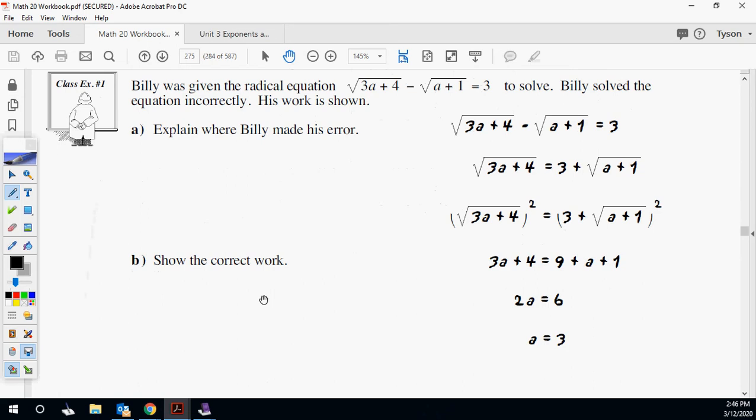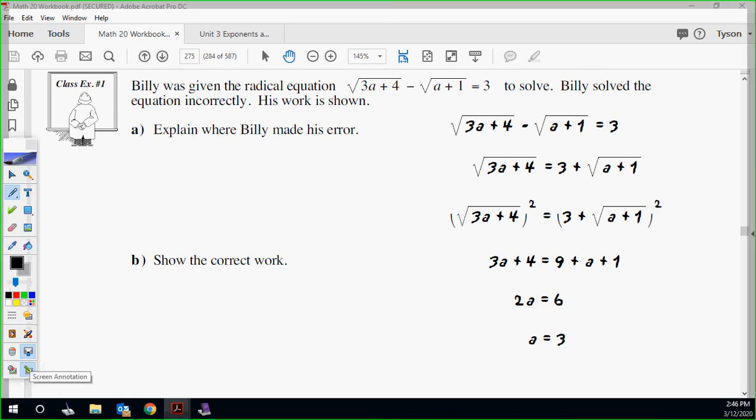But what we're going to do right now is look at Billy's work here, and try to pick out and see if we can find his mistake. So where's Billy's mistake in his work? See if you can look at that and get an idea where his mistake is. What did he do wrong?